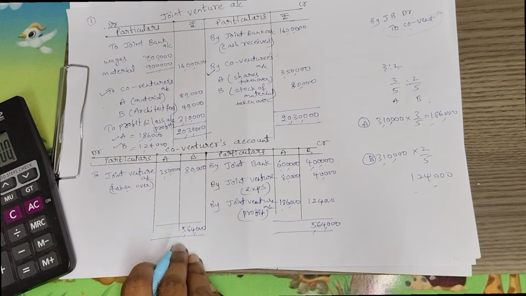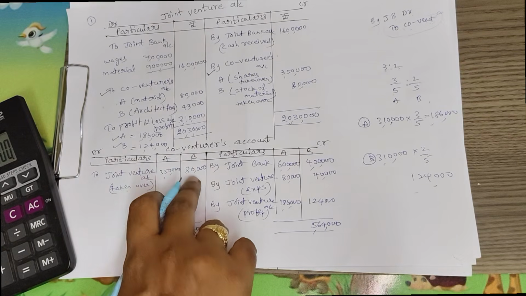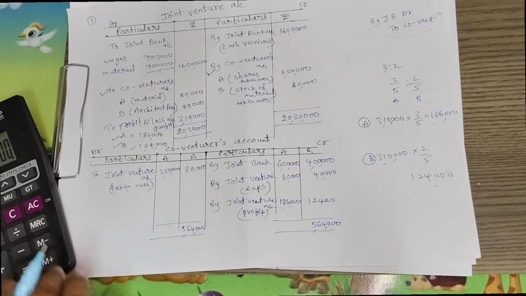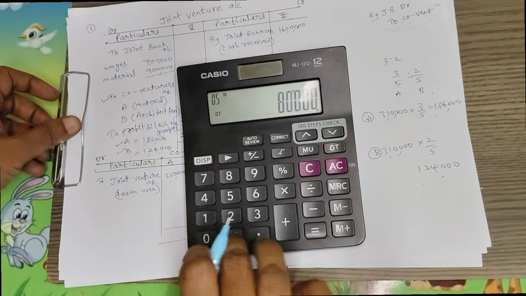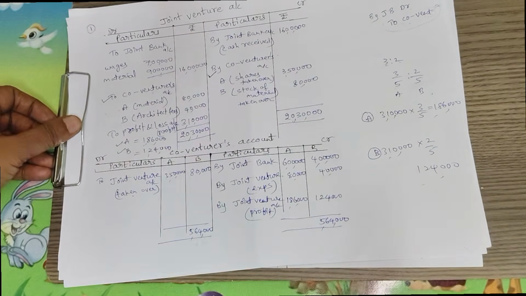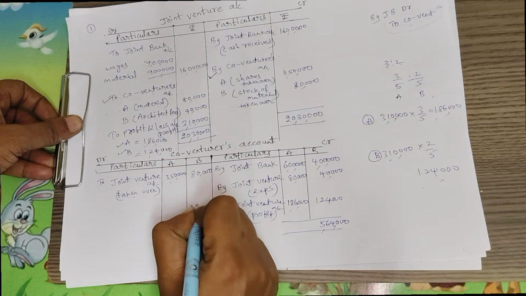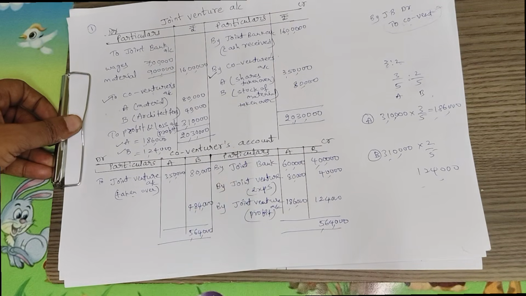Out of 5 lakhs 64,000, we need to deduct 80,000. So minus 80,000 gives 4,84,000. Okay.